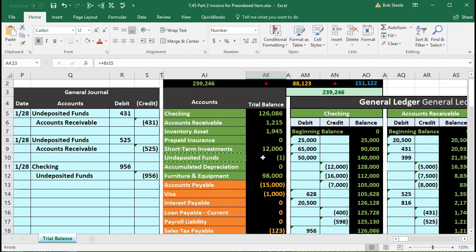Let's take a look at the financials. So I'm going to say we did something to cash. So we'll see what that does over there. We did something to the receivables. We did something to undeposited funds. So we'll take a look at those accounts.